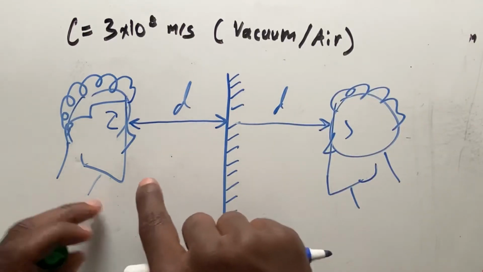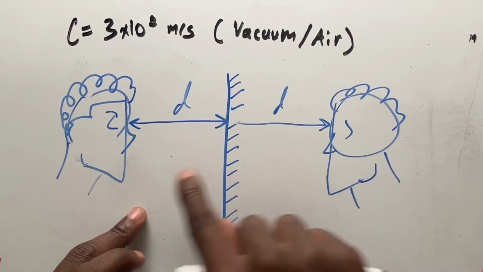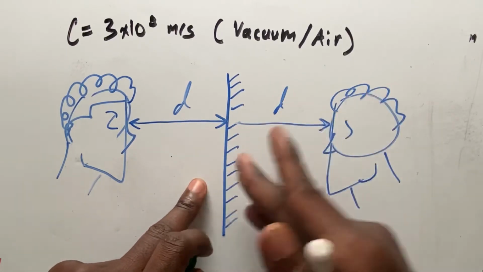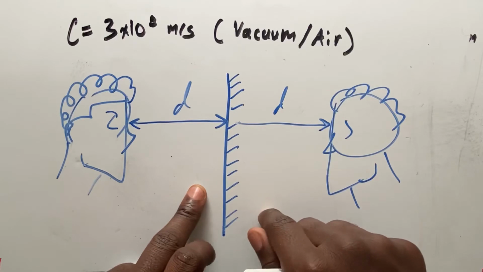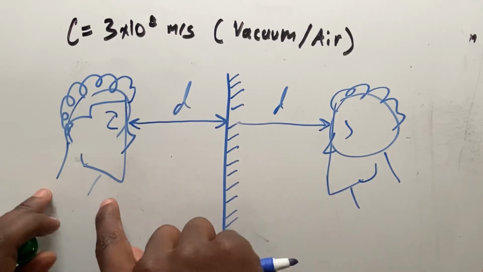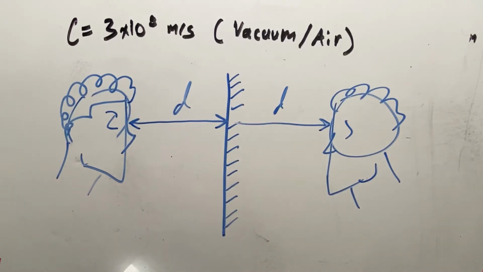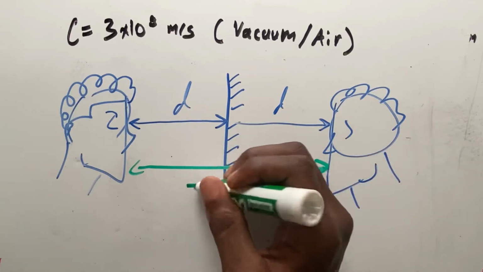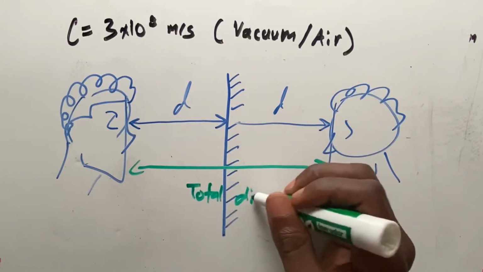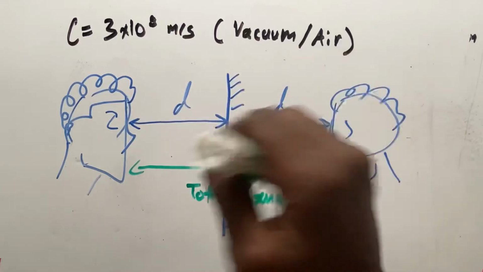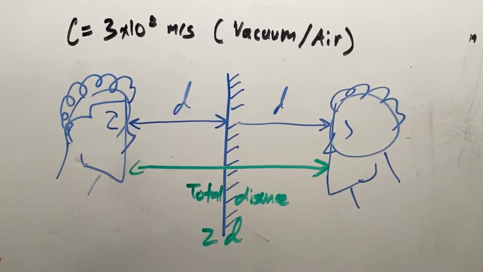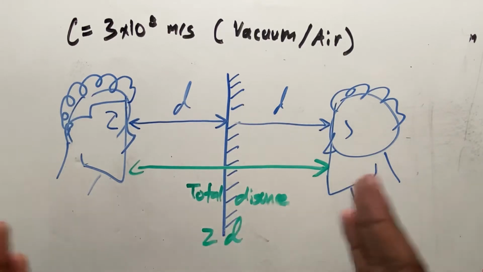So basically, when you look at yourself in the mirror, you see yourself the same distance apart, but on the other side of the mirror. And so overall, if you're looking at yourself in the mirror, the total distance between you and your reflection is 2D. So that makes sense, right?